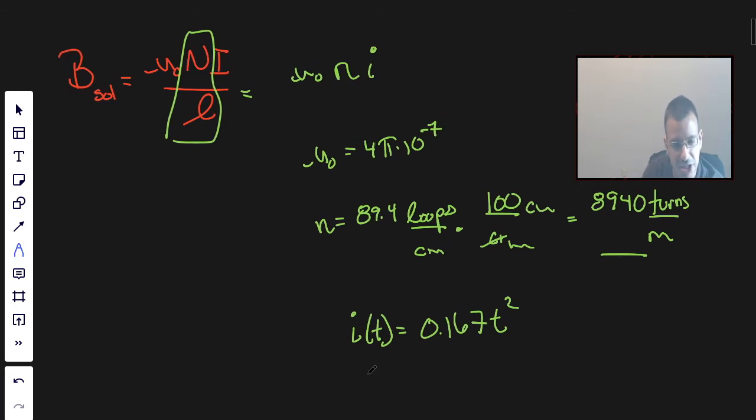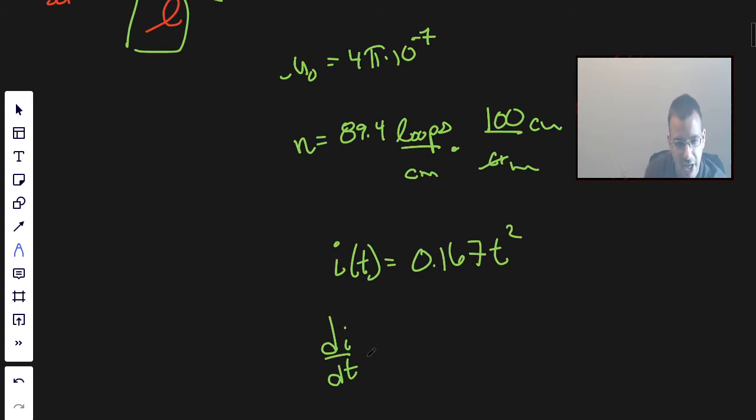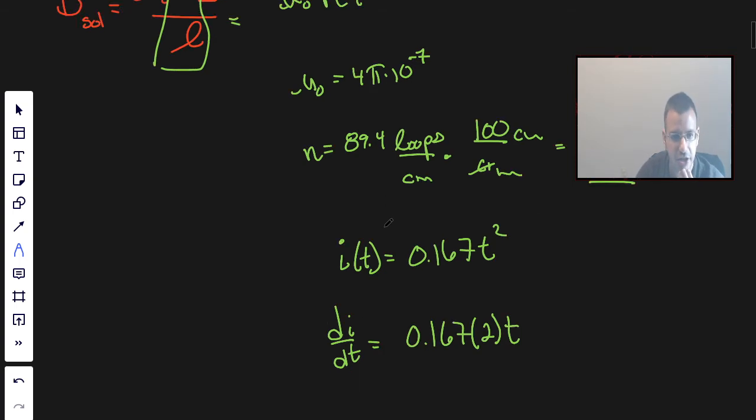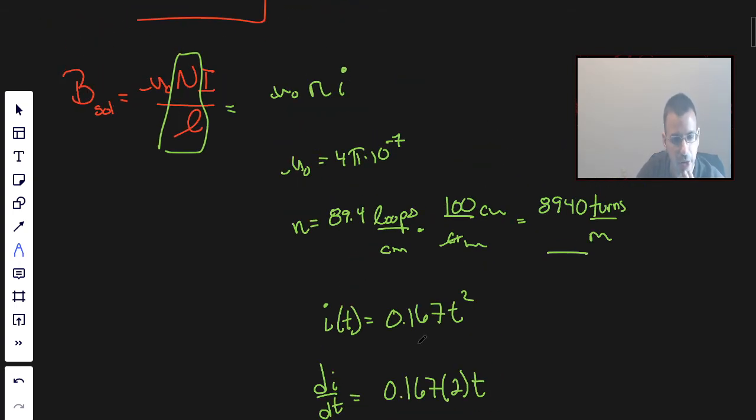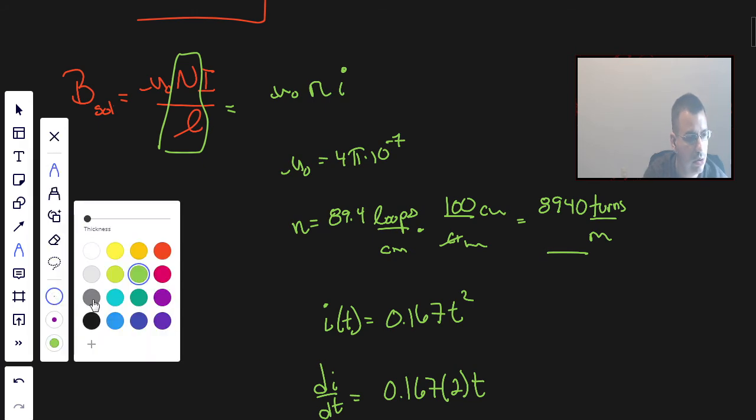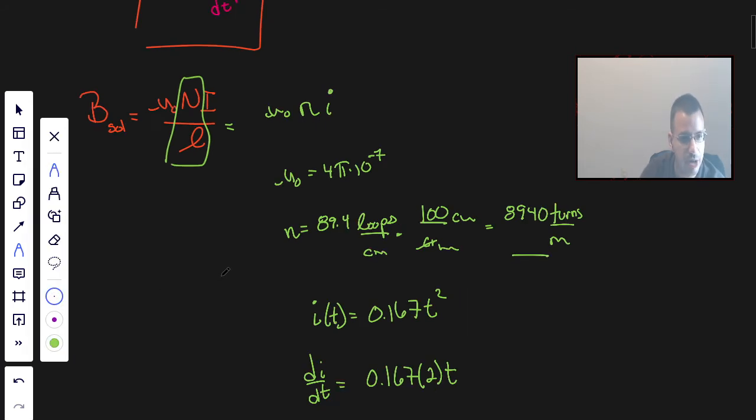And just because I suspect for the future, I'm going to find di dt as well, which is the derivative of current with respect to time, which is just going to be 0.167 times 2 times t. Yep, because we just took the derivative of that. All right, so now we got this going, we got that going. So that's going to be our magnetic field.